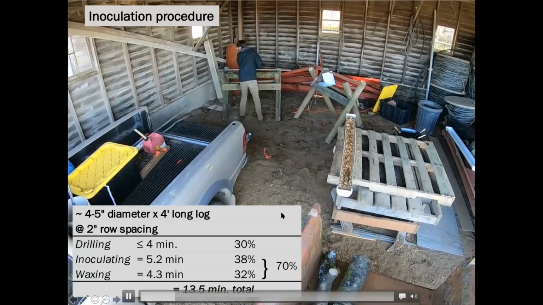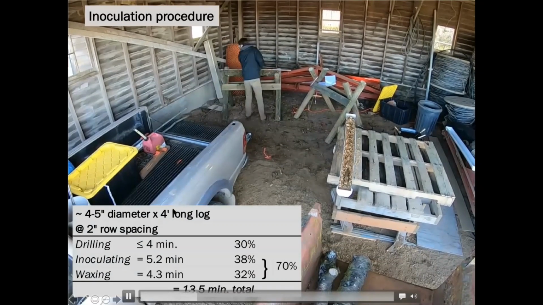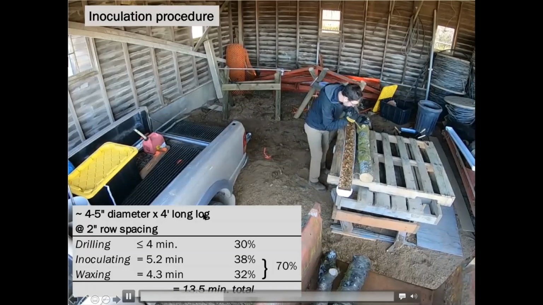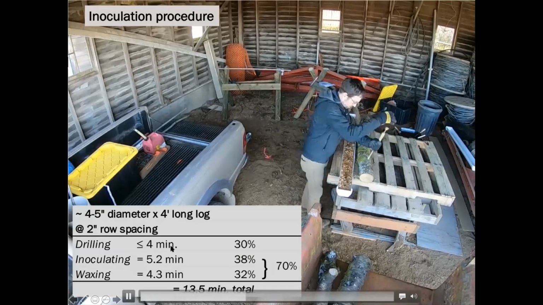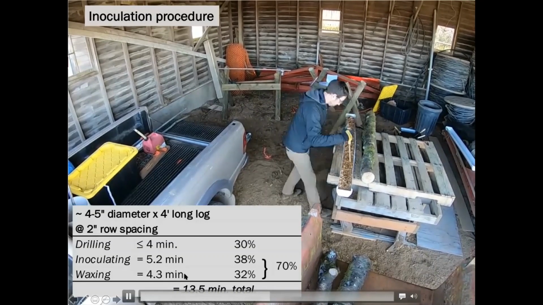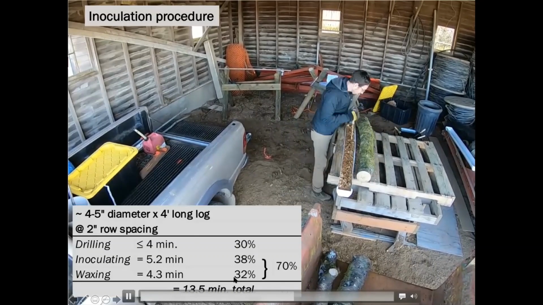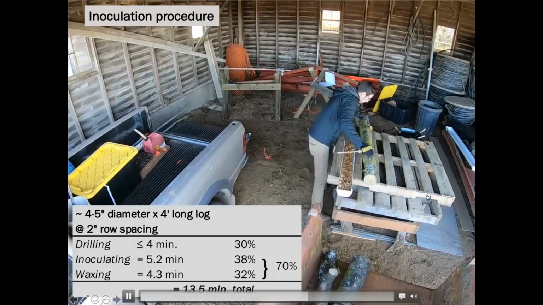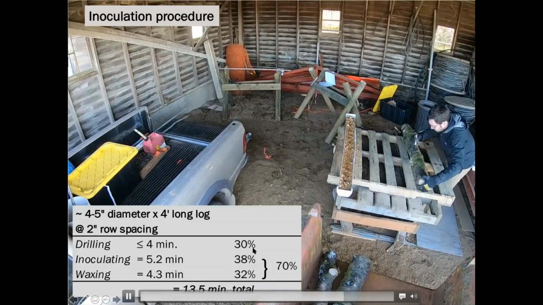So what that works out to, I sort of figured this out afterward. This was a 4 to 5 inch diameter log, 4 foot long at a 2-inch row spacing, so the narrower spacing. Drilling was about 4 minutes, inoculating was about 5.2, and then waxing was about 4.3, which took about 13.5 minutes total. You can see that the bigger component is the inoculation and waxing, but you could split it up between 3 people and it could work out fairly well.